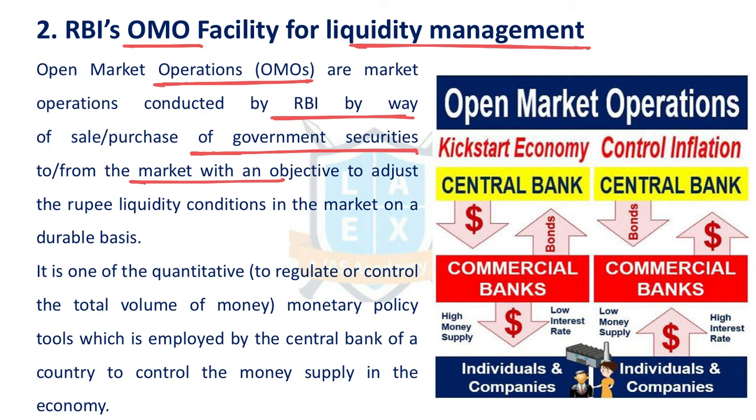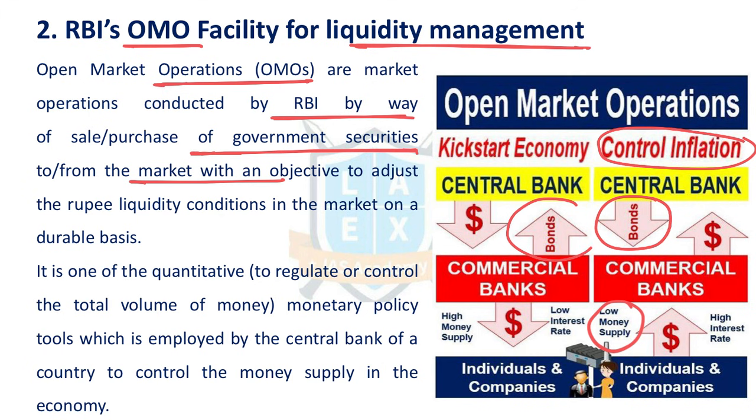It sells the bonds to absorb the liquidity, because when it sells the bonds we have to pay the money. That leads to lower money supply. That controls the inflation. The central bank sells the bonds, sells government securities, to control the inflation.